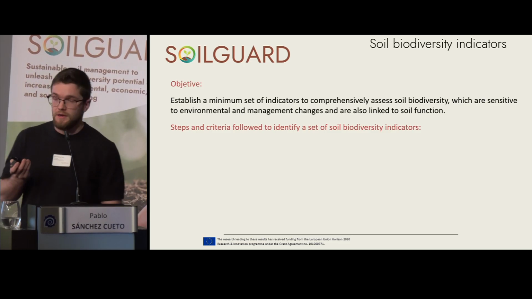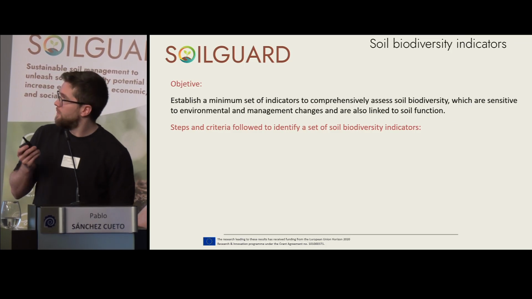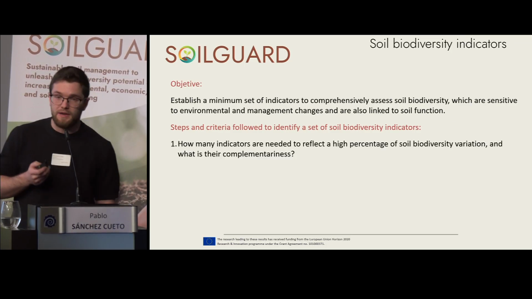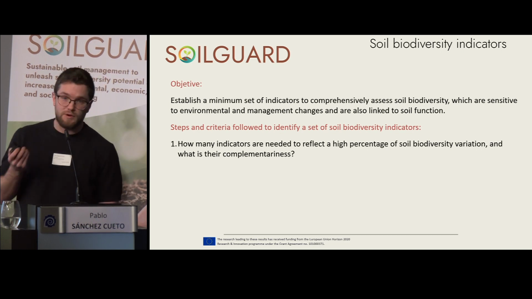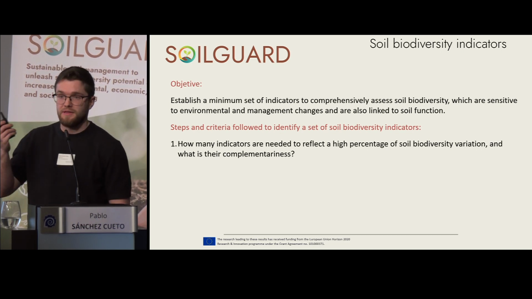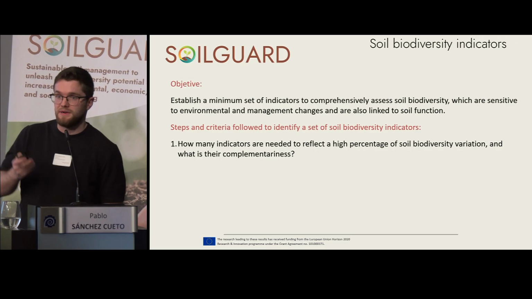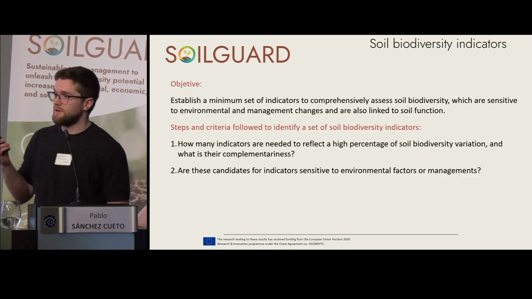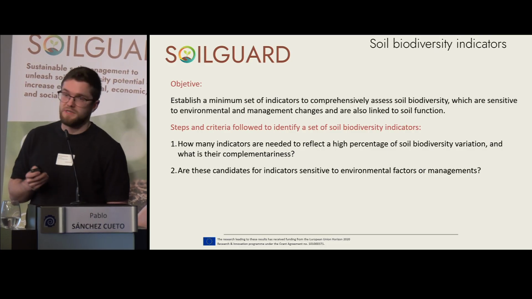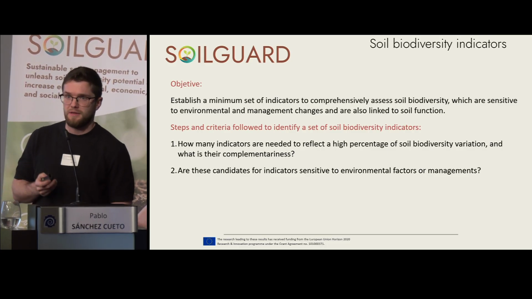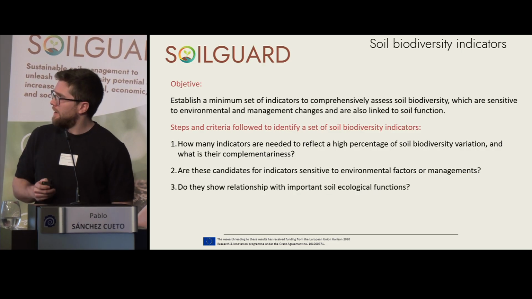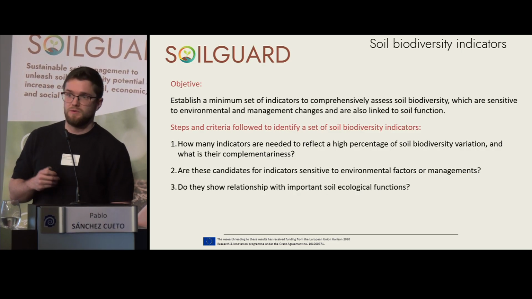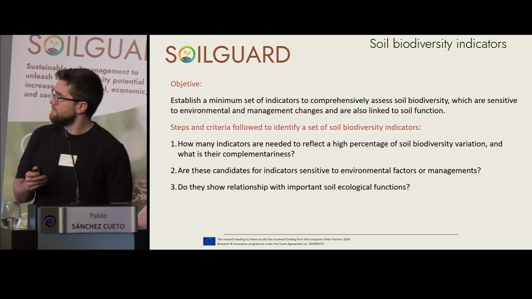But for this, what steps do we follow? First, we identify how many indicators are needed to reflect a high percentage of the variation in the community and what their complementariness is. Second, we try to understand if these were reacting or sensitive to environmental factors and management. And third, the last question is, do they show relationships with soil functioning?